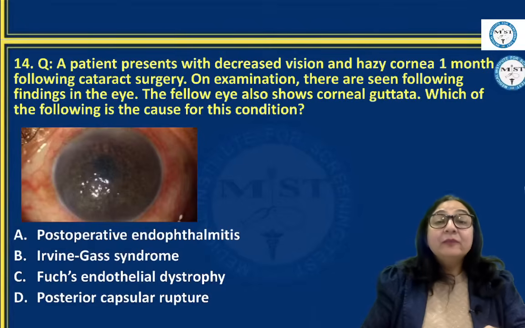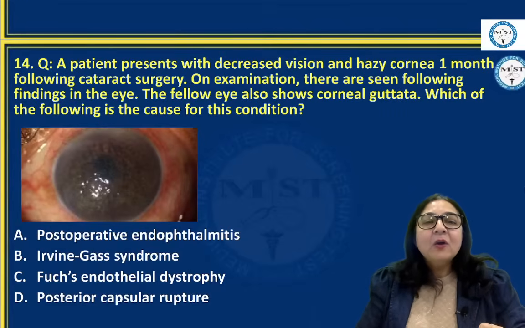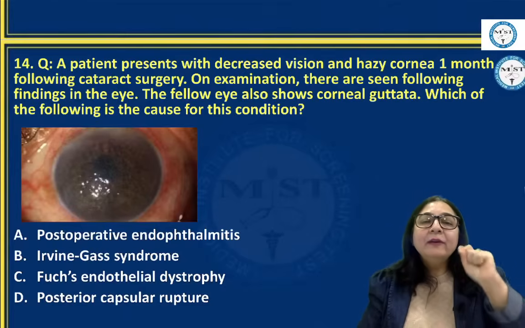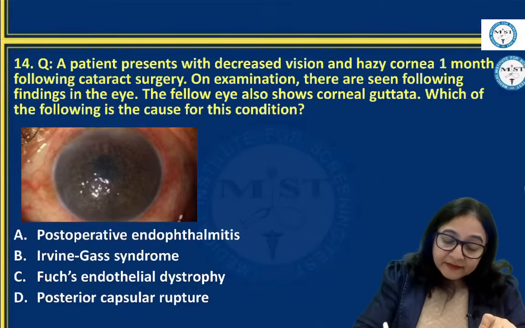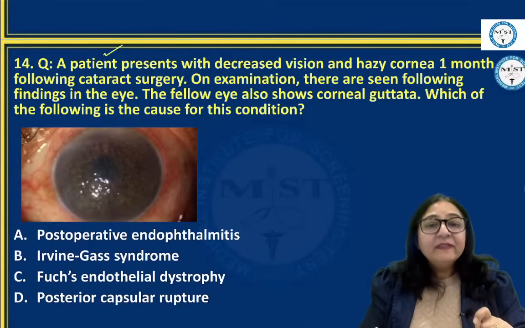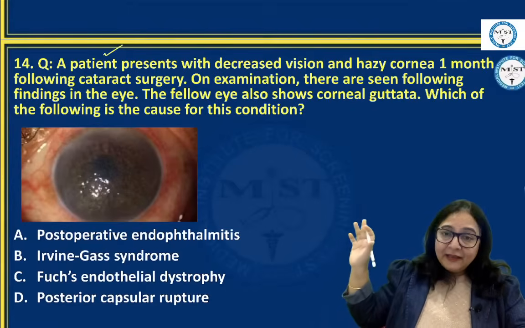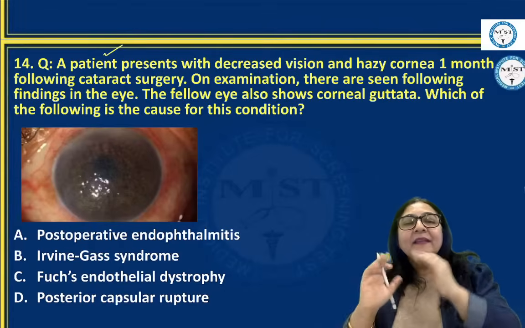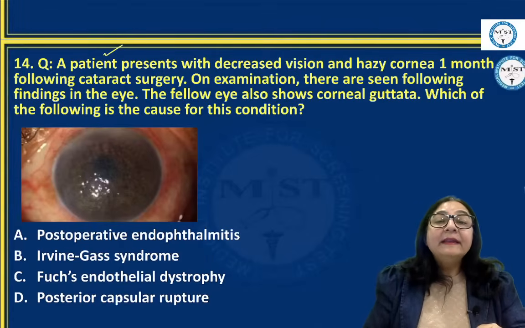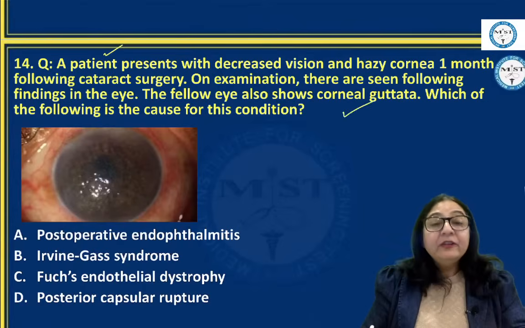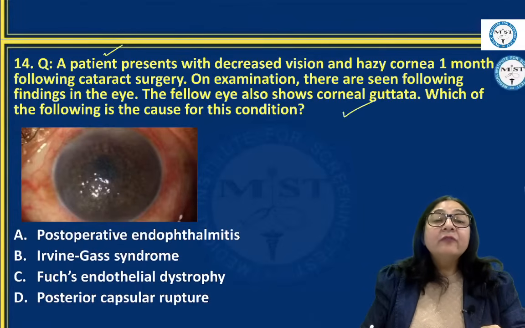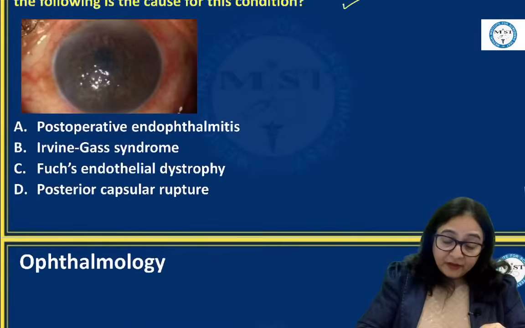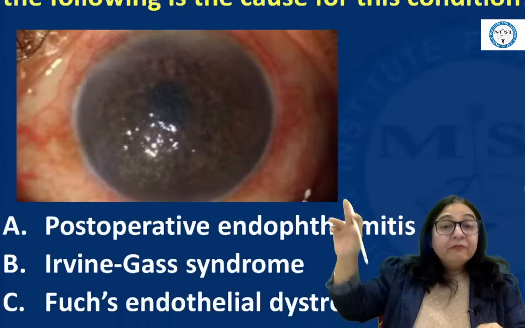A patient presents with decreased vision and hazy cornea 1 month following cataract surgery. On examination, the following findings are seen in the eye. There is a slit lamp image shown to you. The fellow eye, meaning the other eye, also shows corneal guttata. That's another finding for you. Which of the following is the cause for this condition? So let's have a look at the findings.